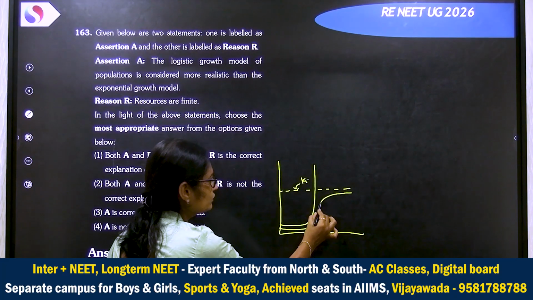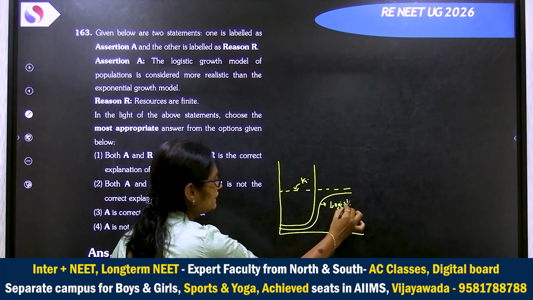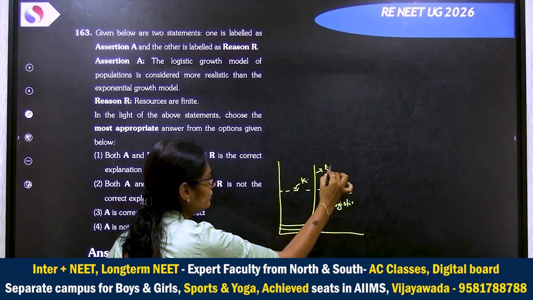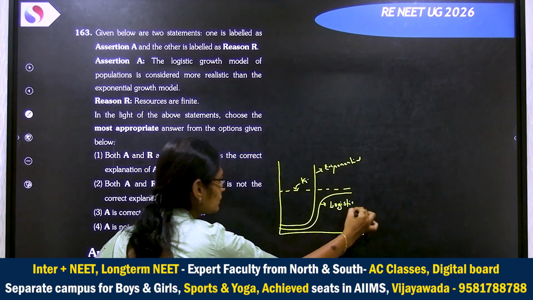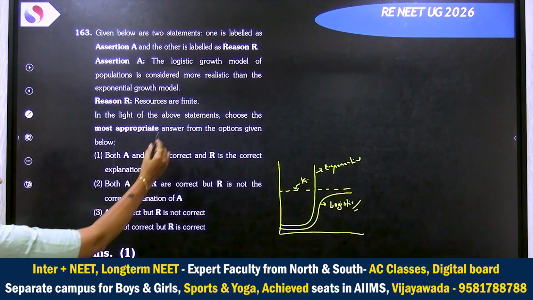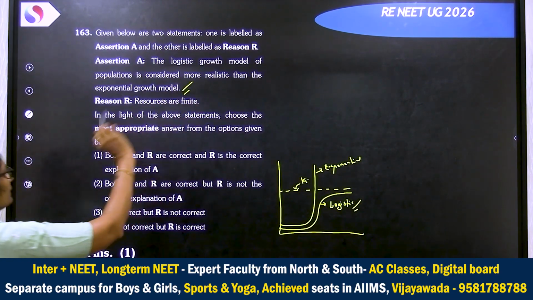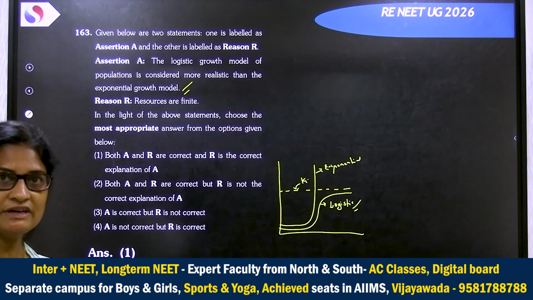This is the one that represents the logistic growth model and this is the one that represents the exponential growth model. Am I right, my dears? So which is more realistic? Logistic is the more realistic one. The assertion line is true. Resources are finite, they give. What is the meaning of finite?